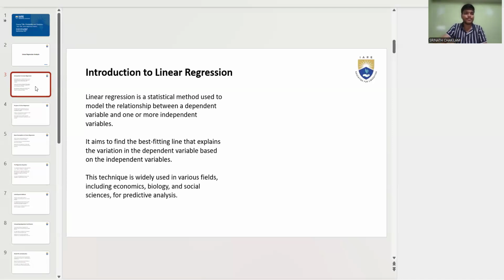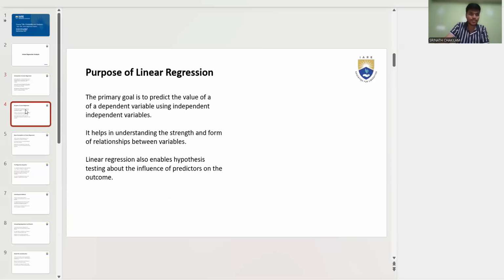Next slide is the purpose of linear regression. The primary goal is to predict the value of a dependent variable using independent variables. It helps in understanding the strength and form of relationship between variables. Linear regression also enables hypothesis testing about the influence of predictors on the outcome.